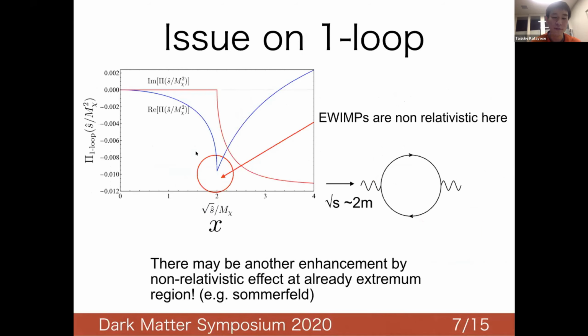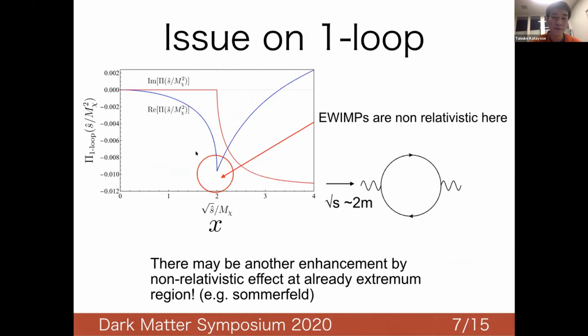And this is a full plot of the two-loop and one-loop calculation of the Pi. Here I show the real part of the one-loop calculation and the two-loop calculation. And the two-loop calculation diverges here. And let's go to the non-relativistic calculation. In order to calculate non-relativistically, we have to sum these ladder diagrams. These are important for the threshold region.